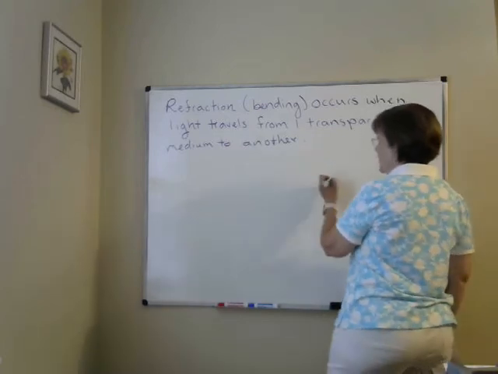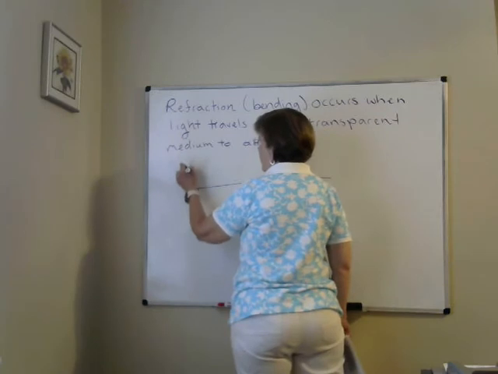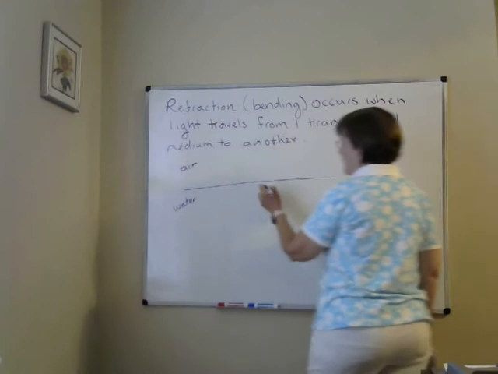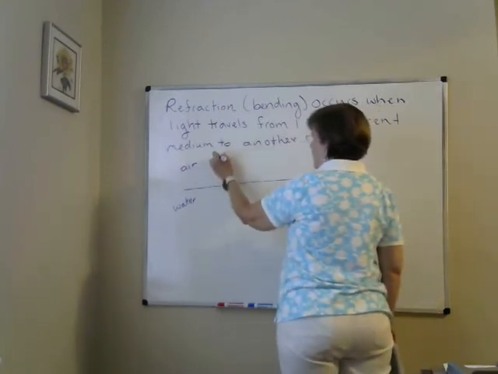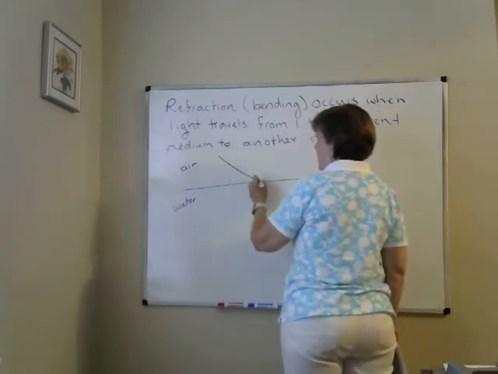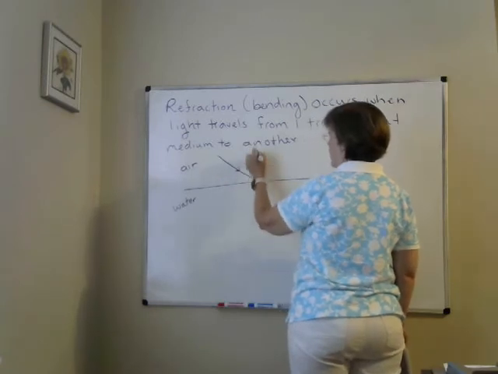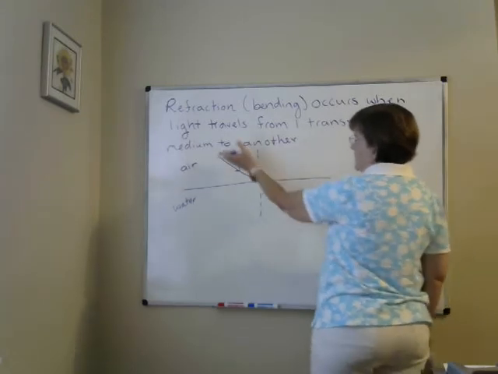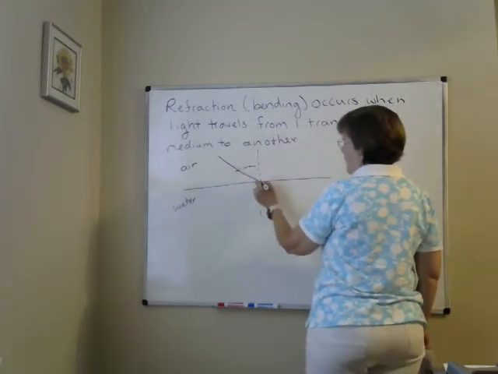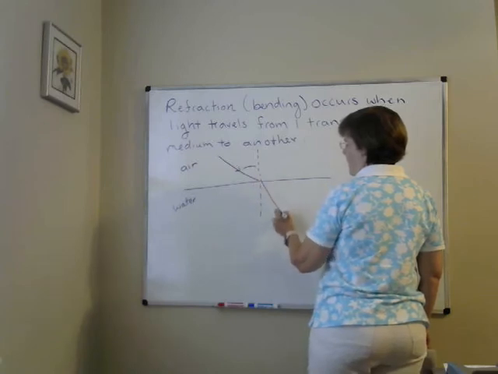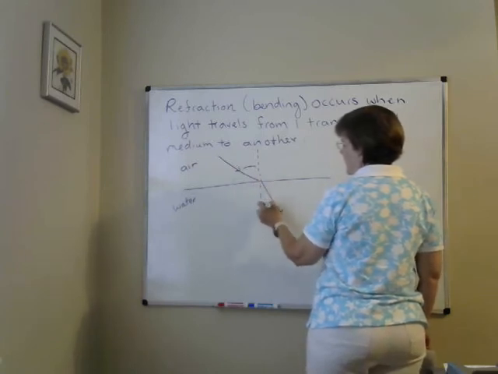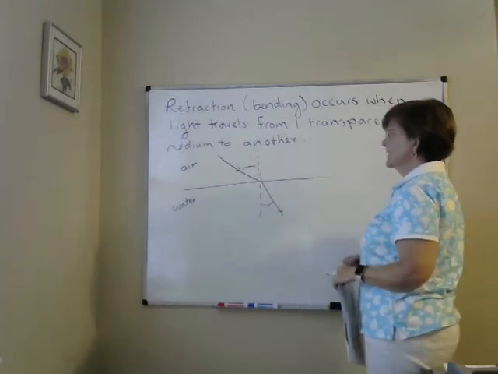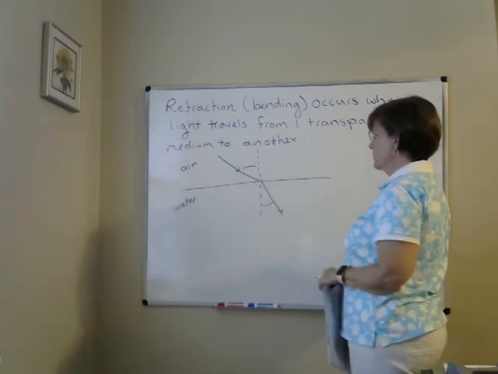If we have a situation here where we have air up here and water down here, I kind of drew that bend, I didn't mean to. If light enters at this angle here, it's going to bend. This is called the angle of incidence. This is called the angle of refraction. And you can see those are two different angles.